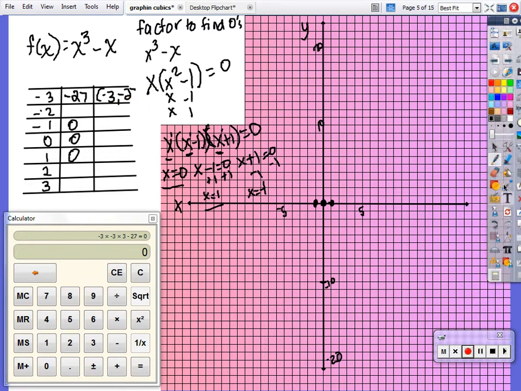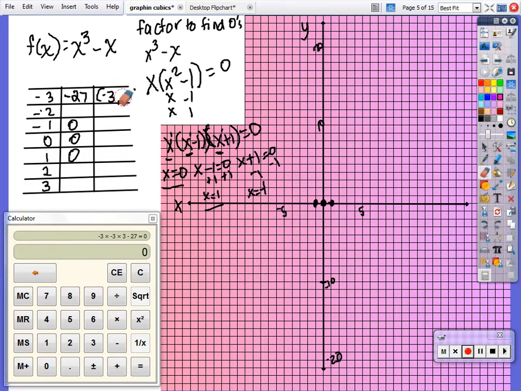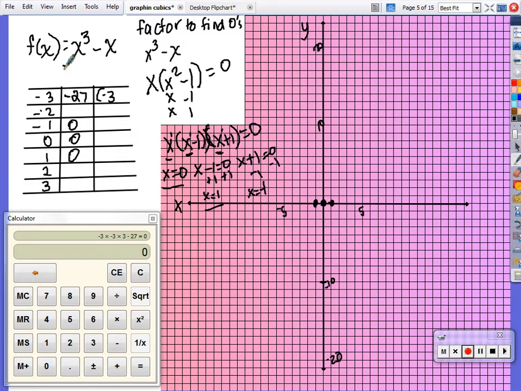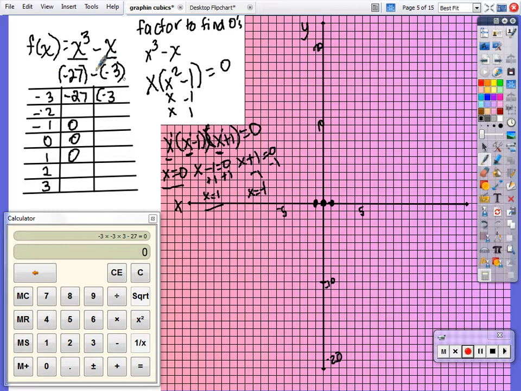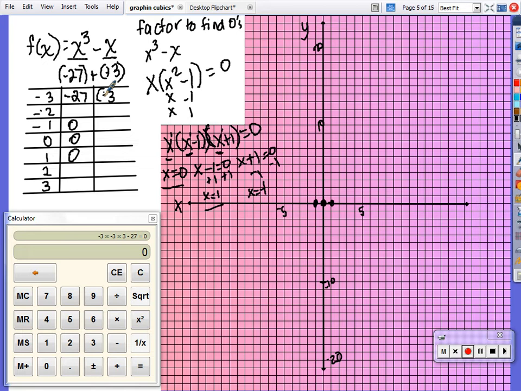Oh, I'm sorry. We have to finish it out. It's not finished. We have to subtract x from it. So we have to do negative 27 minus negative 3, which is the number we're plugging in for these two here. So it's not negative 27. We've got a double negative here, so we're going to add that, and that's going to make that a negative 24. So negative 3, negative 24.